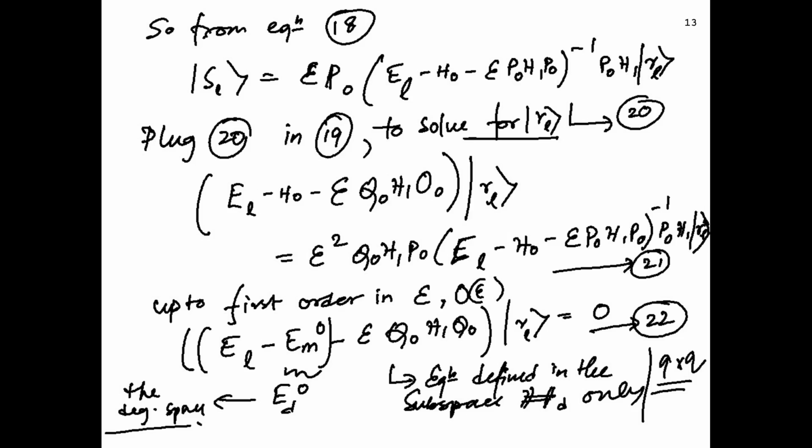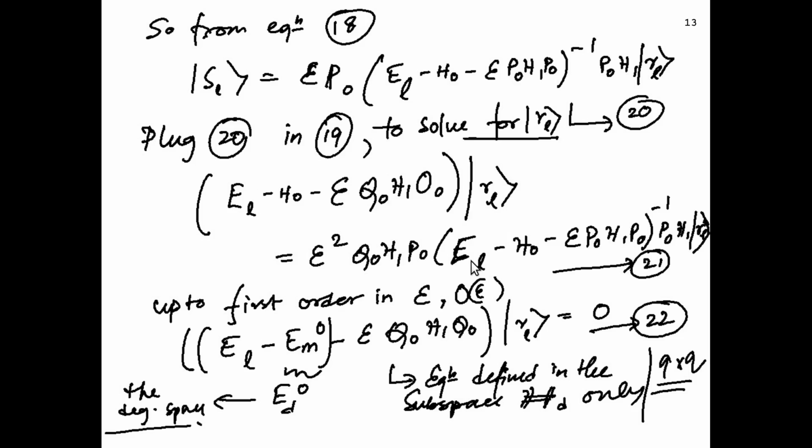So equation 22 is entirely defined in the Hilbert space HD, which is a subspace of the full problem, the degenerate subspace. And equation 22 is a Q by Q equation. Convince yourself by looking at all the matrices. The first term will have an identity matrix multiplied in, a diagonal form, EL minus EM naught, and this one is a diagonal form, minus epsilon Q naught H1 Q naught.